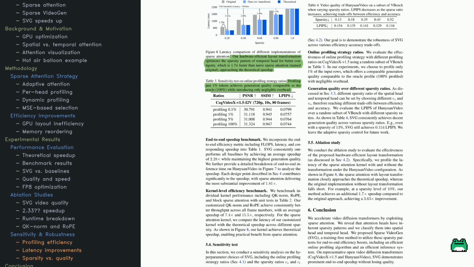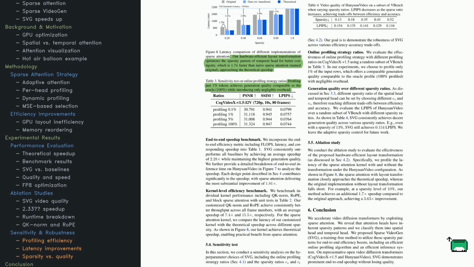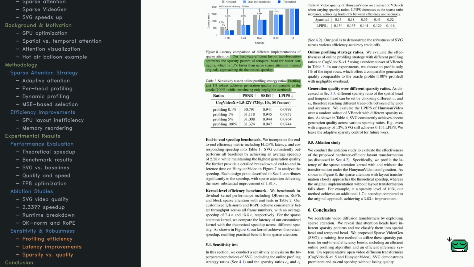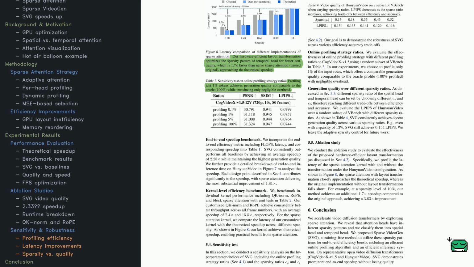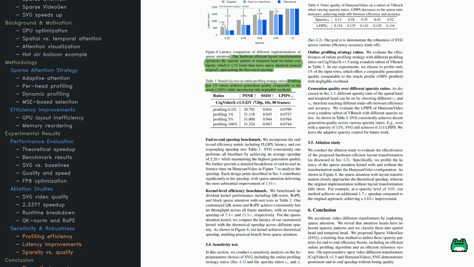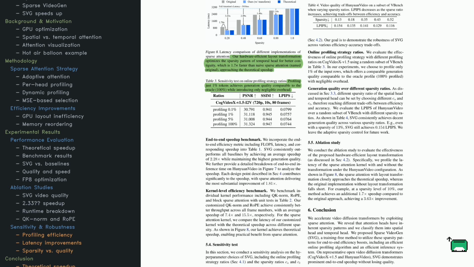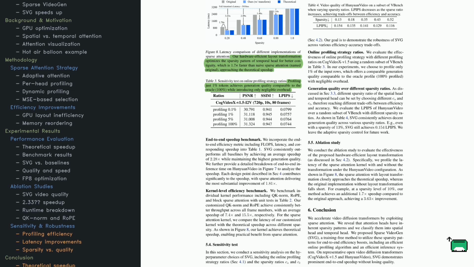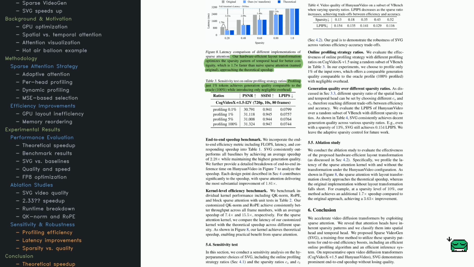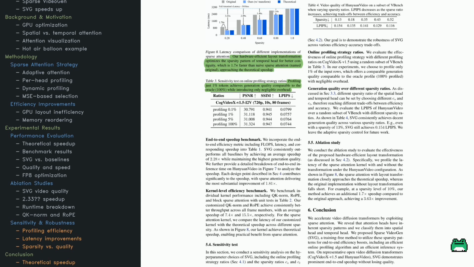Finally, Table 4 dives into how different sparsity levels affect video quality. Even at a 31% sparsity ratio, SVG achieves an LPIPS of 0.154, meaning the generated videos remain perceptually similar to full attention models. The conclusion is clear. SVG makes video generation faster without sacrificing quality. It carefully selects where to apply sparsity, reorganizes attention for efficient GPU execution, and balances speed with accuracy. This combination makes it a practical and scalable approach for real-world video diffusion models.